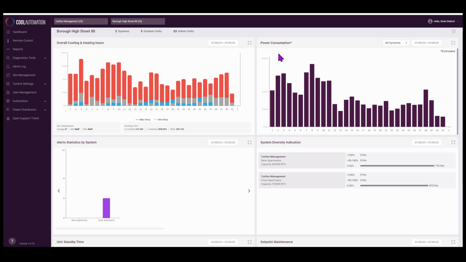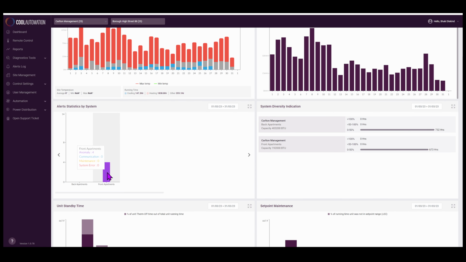Then we can look at the power consumption. So we have power consumption for each day of the month, and we can also correlate it with the working hours. Here we have alert statistics by system. So we can see we have two systems, one for the back apartments, one for the front. Back apartments, there were no alerts. The front one had 4 anomalies over the month, and we can obviously click and have a look at them.